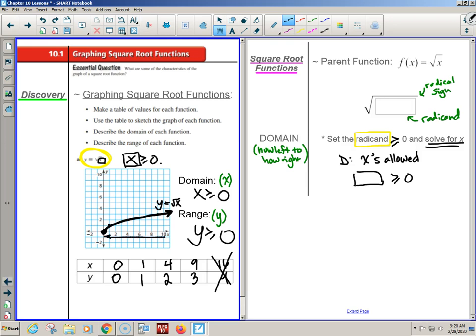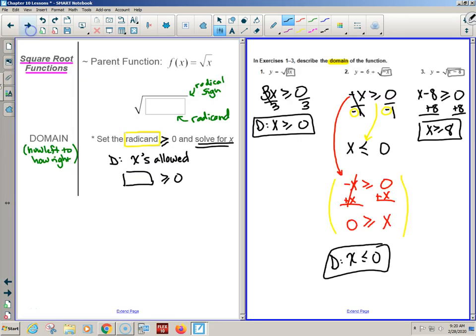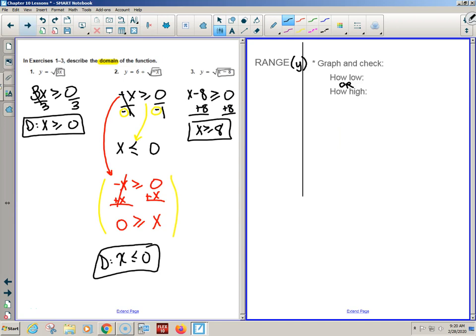How left does it go? X equals 0 was the lowest it goes on the x-axis, but y equals 0 was the lowest it goes on the y-axis. They're asking two very different questions. How left, how low. Now, it seems a little confusing until we do some examples.